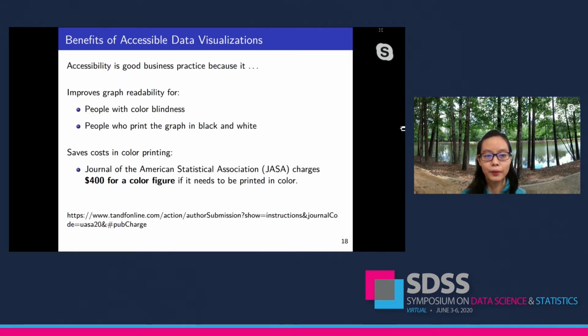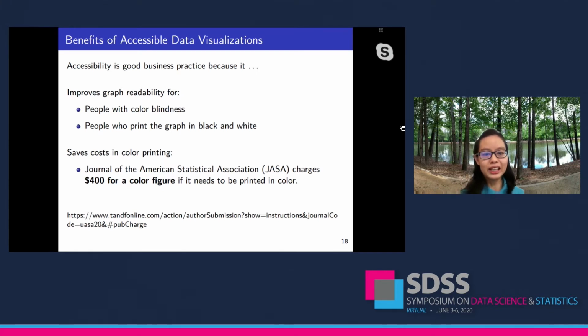So in accessible data visualizations, it not only benefits people with disabilities, but also benefits many other people. For instance, some people print the graph in black and white, so they won't be able to see color on a print version either. And if we use color responsibly, we can improve the readability of the graphs.